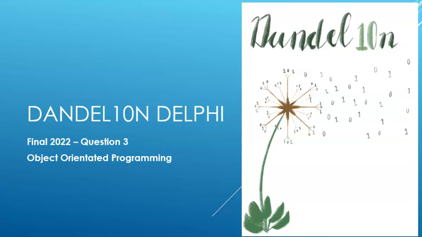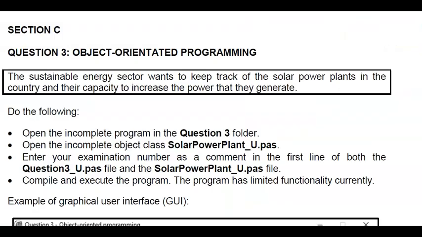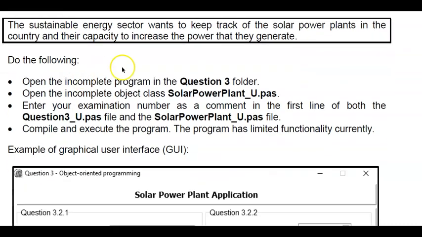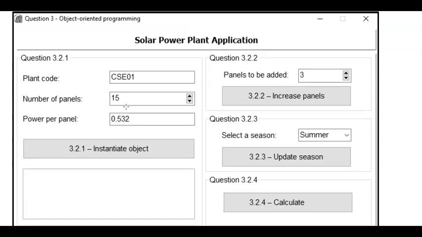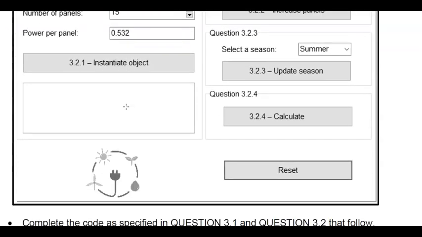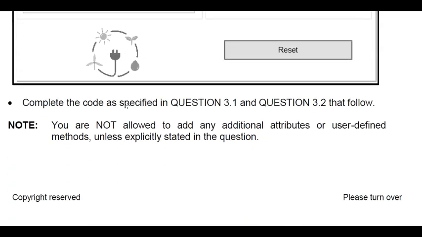We are going to have a look at question 3, that's the OOP question of the final of 2022. At the start of the question they will give you a scenario and then they have a few things about where the files are stored and what they are named, and then also they provide you with an example of the interface. I guess that is there so that you double check you had the right question when you're opening the files from Delphi.